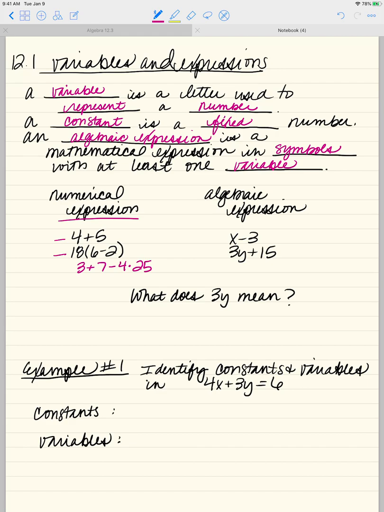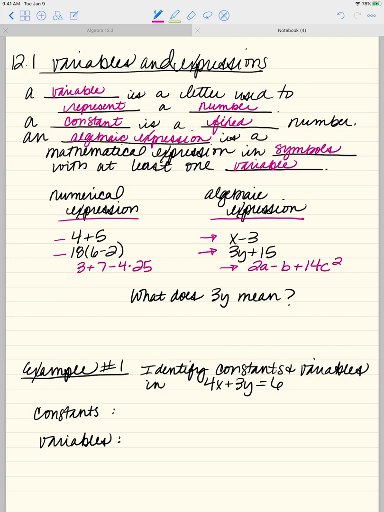Okay, algebraic expression. Okay, over on the right hand side, we have x minus 3. We have 3 times y plus 15. We could do 2a minus b plus 14c squared, okay? So algebraic expressions have symbols, okay? They also sometimes have numbers, okay? And they definitely have at least one variable, okay?